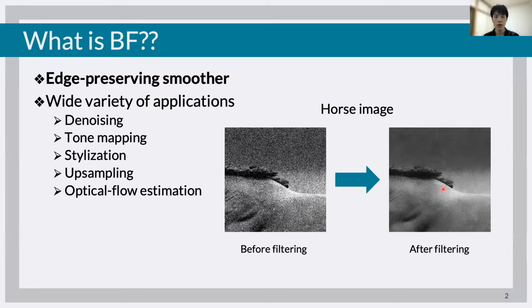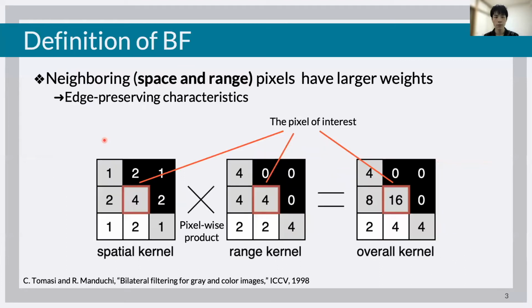Thanks to this characteristic, this filter is applied in many fields such as denoising, tone mapping, and so on. This is the overview of the bilateral filter. So next, you will understand the definition of the bilateral filter. The bilateral filter output can be obtained by the weighted sum of the neighboring pixels, and the weights are defined by two kernels, spatial and range.